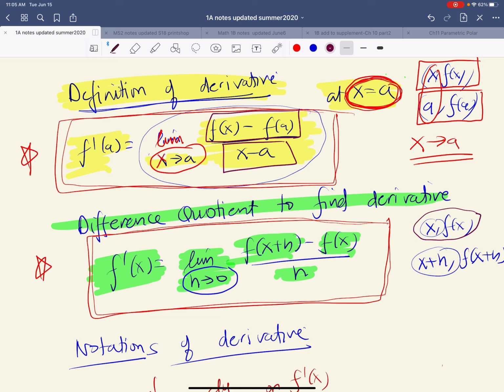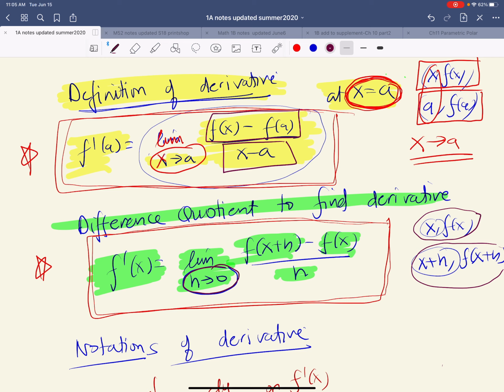My points are x, f of x, and x plus h, f of x plus h. So I'm using the 2 points x and x plus h. Limit h approaches 0 means that x and x plus h are very, very close to each other, infinitesimally close to each other.